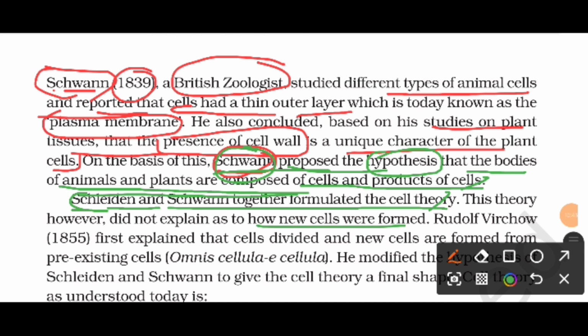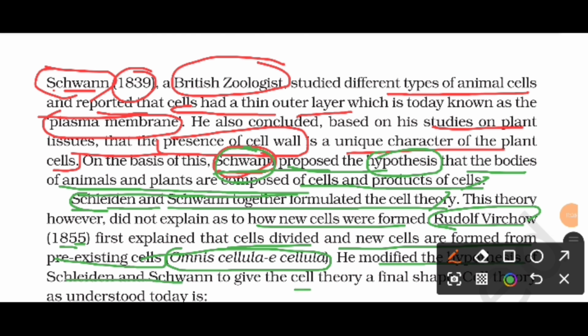This problem was noted by Rudolf Virchow in 1855. He gave the statement that cells divide and new cells are formed from pre-existing cells only. This is called omnis cellula e cellula in Latin. So this was given by Rudolf Virchow. He is given the credit for modifying the hypothesis of Schleiden and Schwann, and he was the person to give the cell theory its final shape. I hope this is clear.